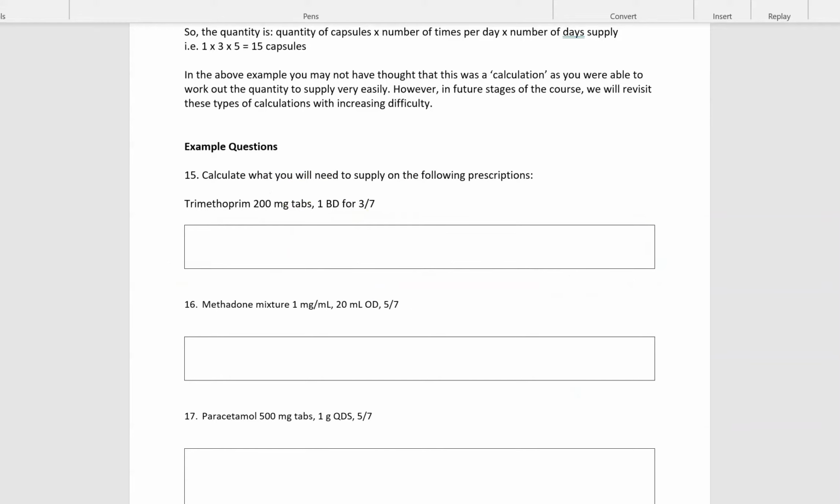Calculate what you will need to supply on the following prescription. In your prescription you have trimethoprim, and the strength is 200 milligram tablets, twice a day for 3 days. One week is 7 days, so 3 out of 7 days. So 3 days.